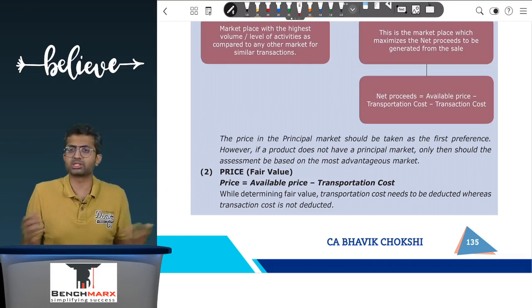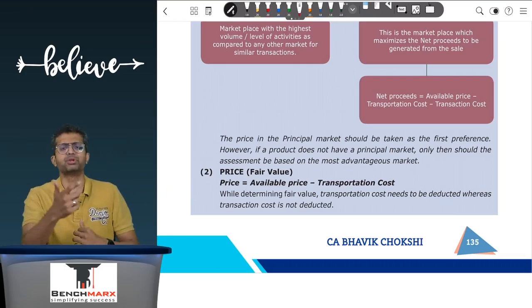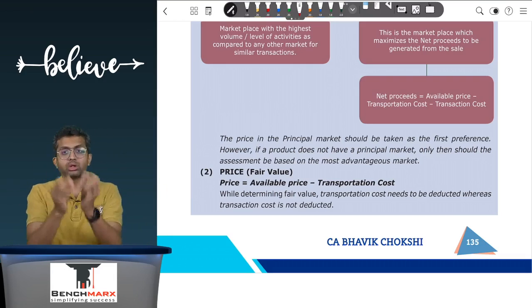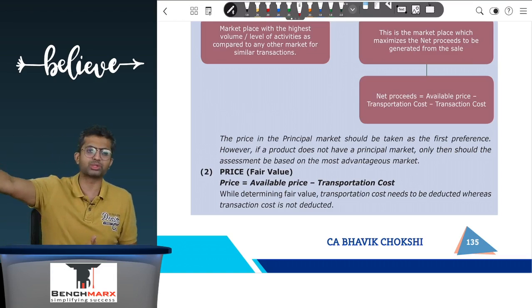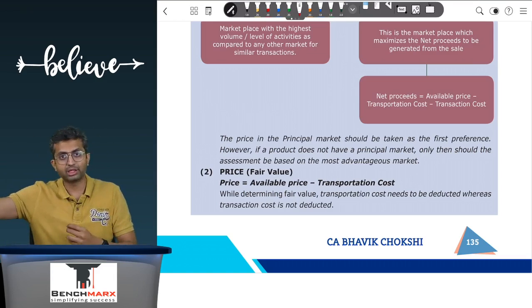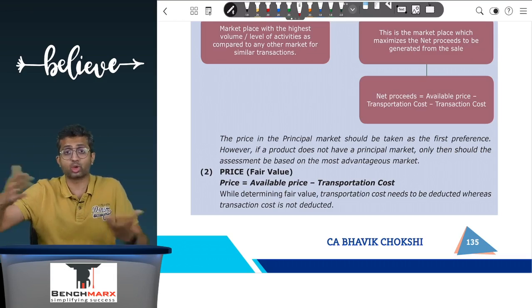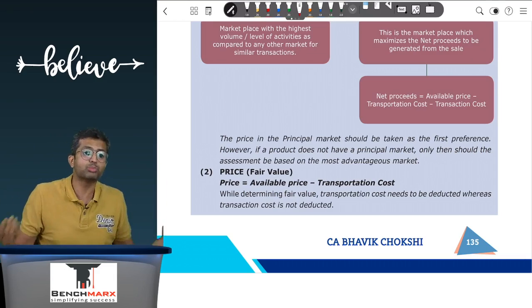Or if there are certain standards like Ind AS 109 which tell you to measure at fair value, FVTPL, FVOCI, they ask you to measure at fair value. So I might have a share of Reliance which is worth 2500. However, if I sell it, I'll have to pay brokerage, that is a transaction cost, but Ind AS 109 does not require me to reduce it.